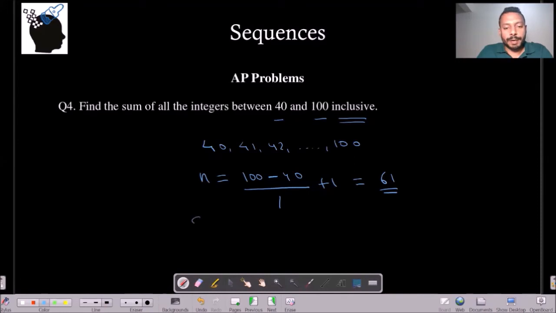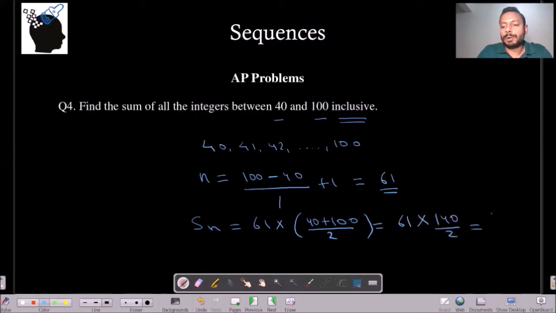Now to find the sum of n terms, we can use number of terms multiplied by the mean of the first term and last term, which is nothing but 61 multiplied by 140 by 2, or 61 multiplied by 70, which is nothing but 4270.